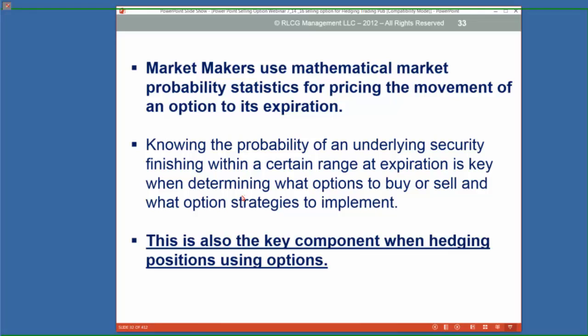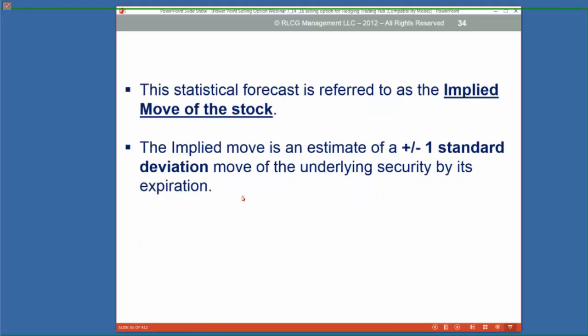So market makers use mathematical market probability statistics to price the movement of an option to its expiration. And by knowing the probability of your underlying security finishing within a certain price range at expiration, this is really key when you're trying to determine what options you want to buy or sell and what option strategy you want to implement. This is also the key concept when hedging a position. So if you can understand this concept, it's going to give you some great information and a great way to help your overall trading.